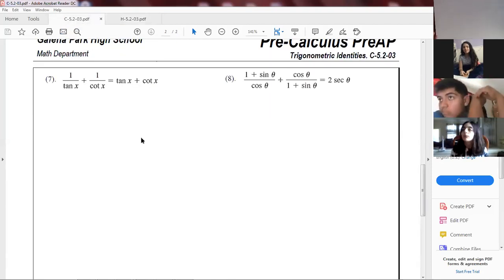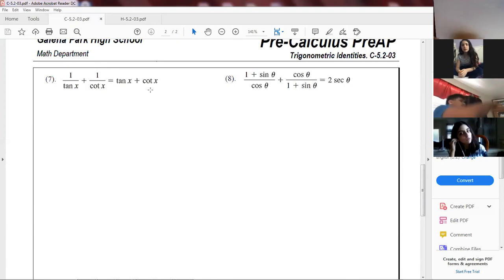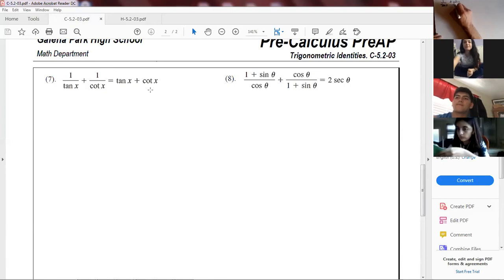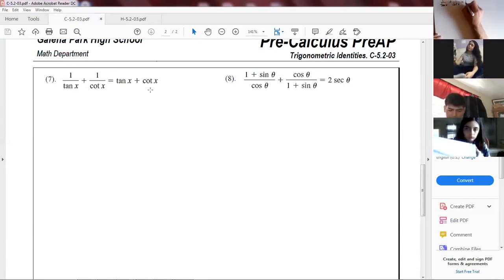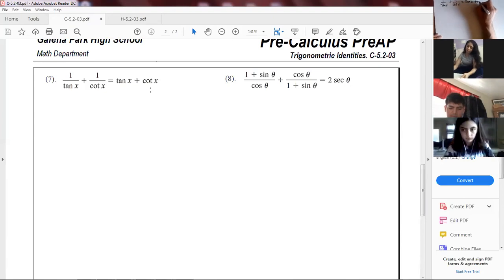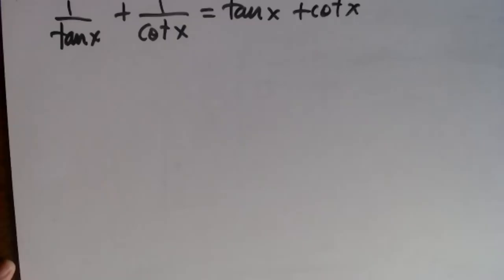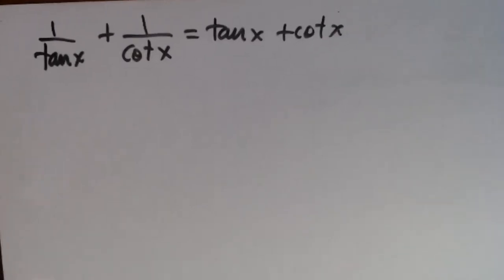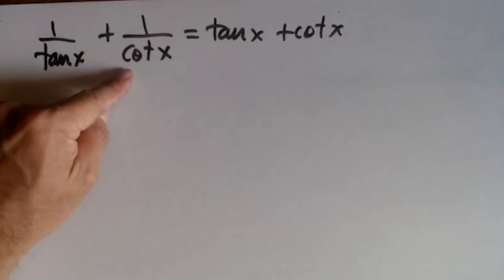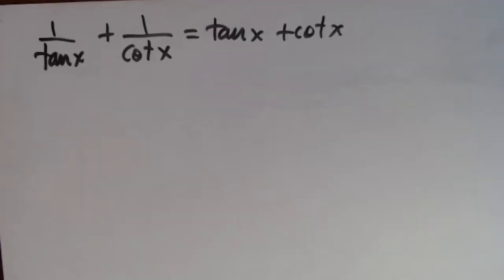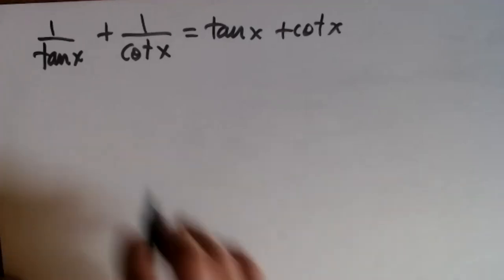So it's problem 7 in our assignment. So we have to prove that these quotients, 1 over tangent x plus 1 over cotangent x, is tangent x plus cotangent x, right? So here is the identity we have to prove: 1 over tangent plus 1 over cotangent is tangent plus cotangent. This is very strange, but it's what we have to prove. Okay, how can we prove this one?